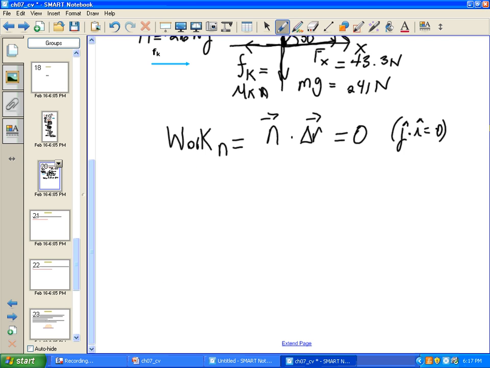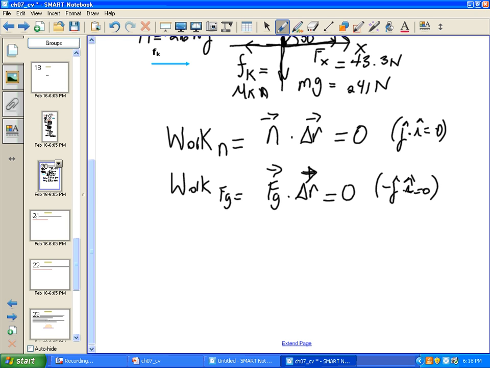What about the work that is being done by the force of gravity? Okay, the work done by F sub g. F sub g dotted with delta R. What is F sub g? F sub g is, of course, mg in the negative j hat direction. Here again, we see that the work done by F sub g is 0 because minus j hat dotted with i hat is equal to 0.